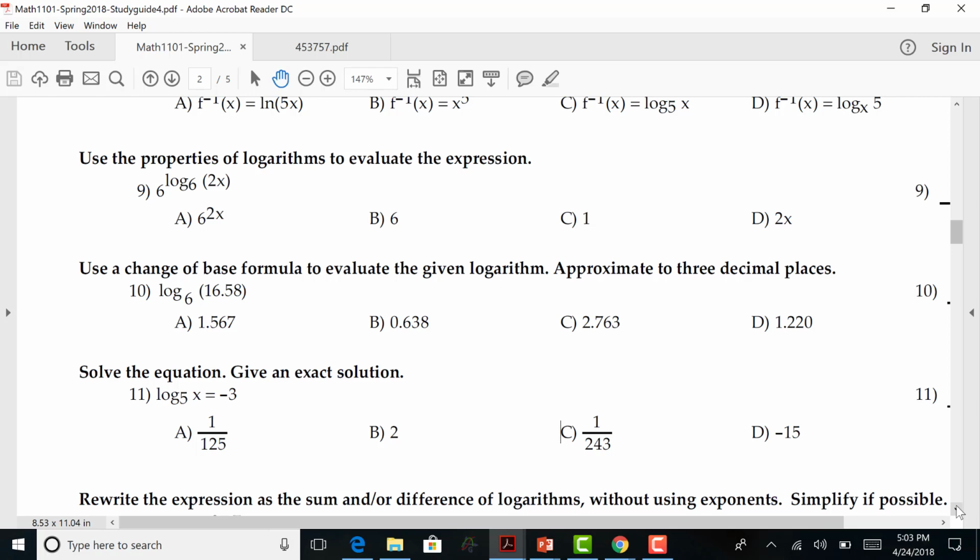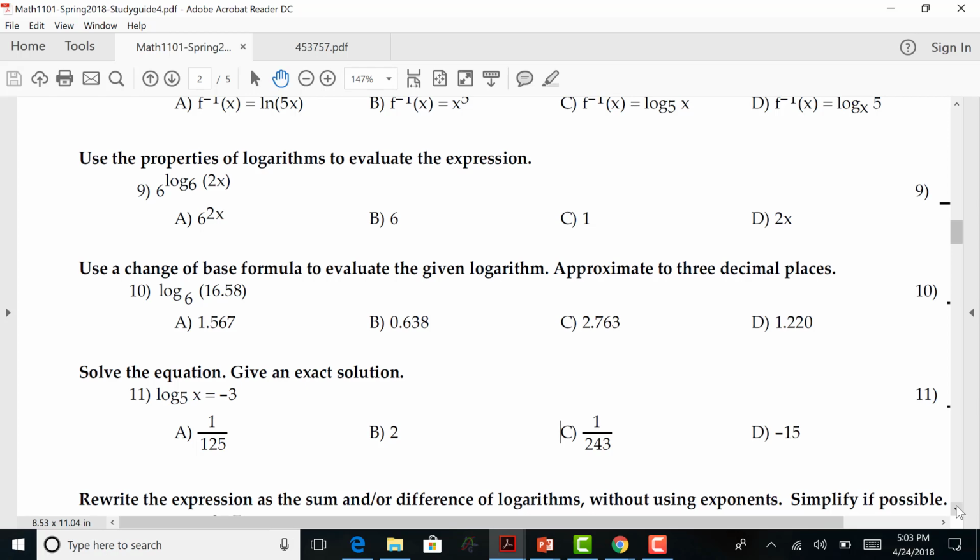Okay, number 11. Number 11 says log base 5 of x is equal to -3. Do the circle method. Anytime you solve for x, do the circle method. So here to here. What goes in the first box? Second box. Equals x.